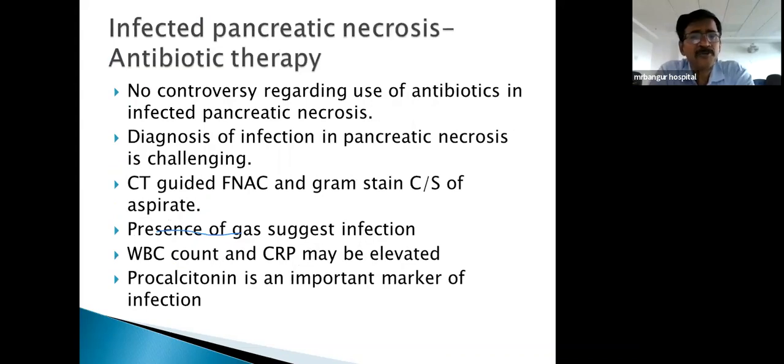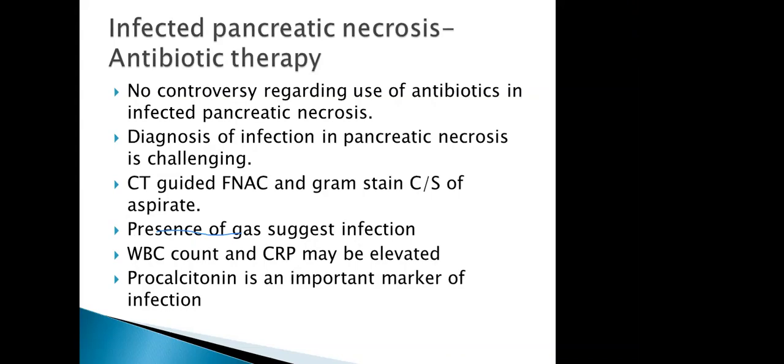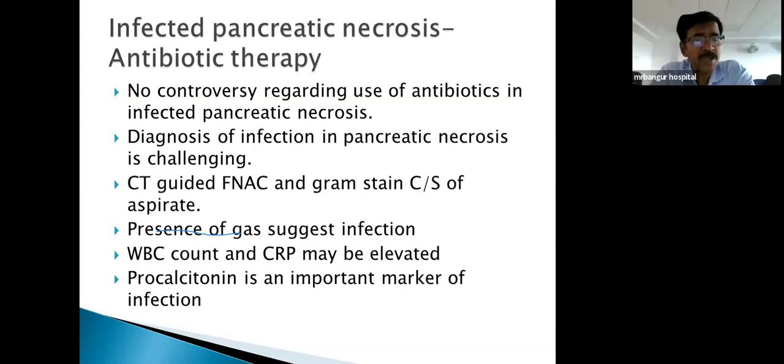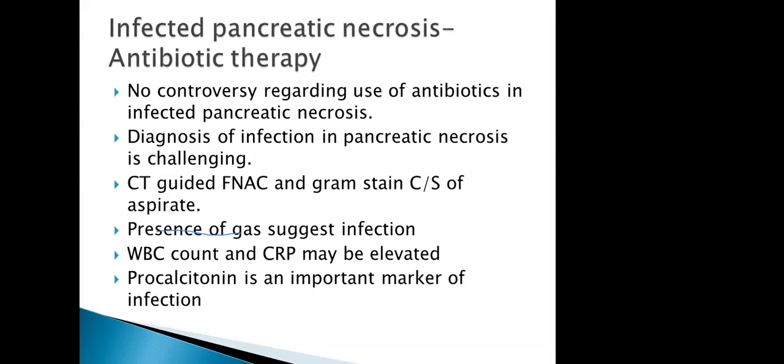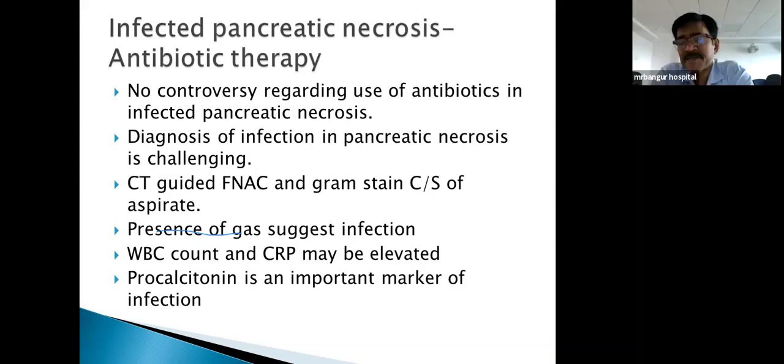So what is infected pancreatic necrosis and what is the antibiotic policy? There is no controversy regarding use of antibiotics in infected pancreatic necrosis. However, the diagnosis of infected pancreatitis is difficult. One needs to document that infection by doing a CT-guided FNA and gram stain of this aspirate. However, presence of gas in the CT scan suggests infection. WBC count and CRP may be elevated in such a situation, and procalcitonin is an important marker of infection.